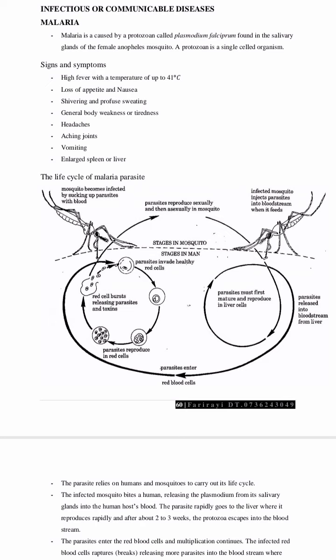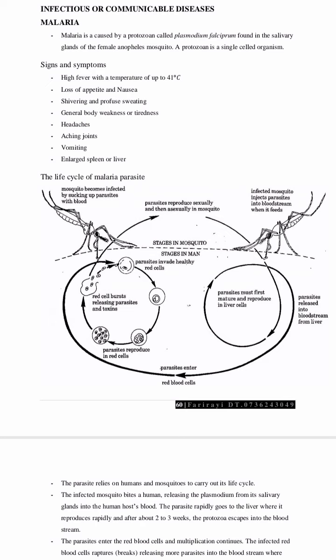Okay, so this parasite relies on humans and mosquitoes. That's very important for you to know. It has a lifestyle inside a mosquito's stomach, and a lifestyle inside a human, right? And what does it affect mostly? You must know that it affects your red blood cells mostly, more than any other part, right?